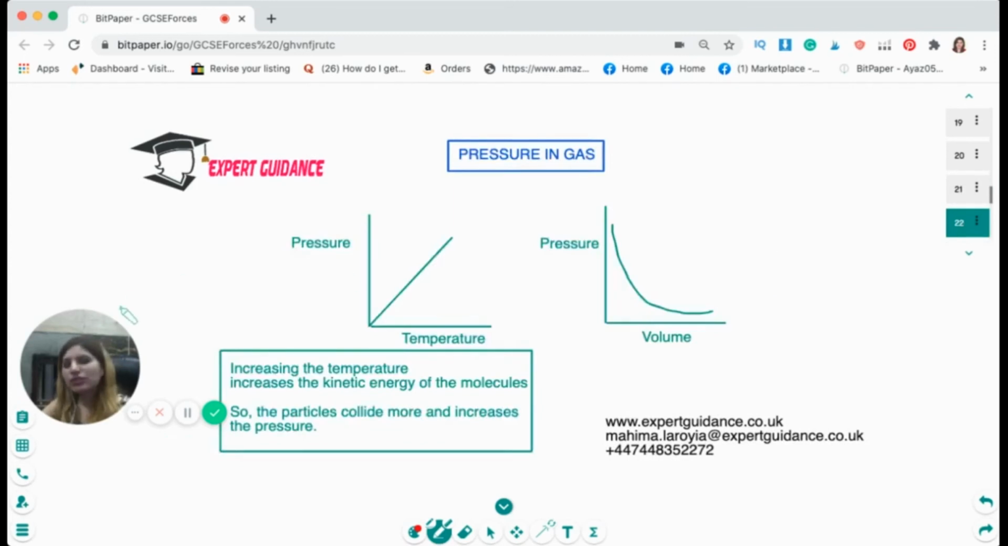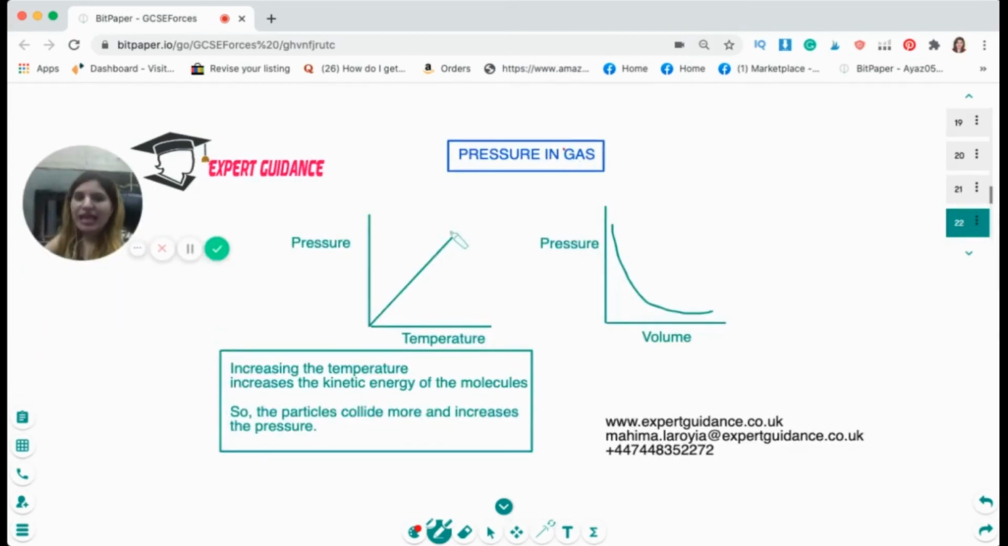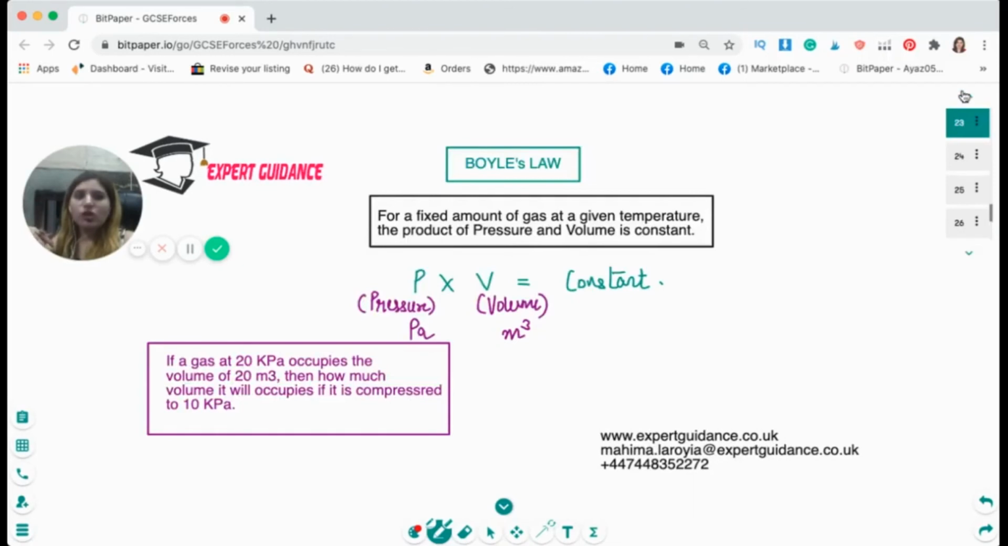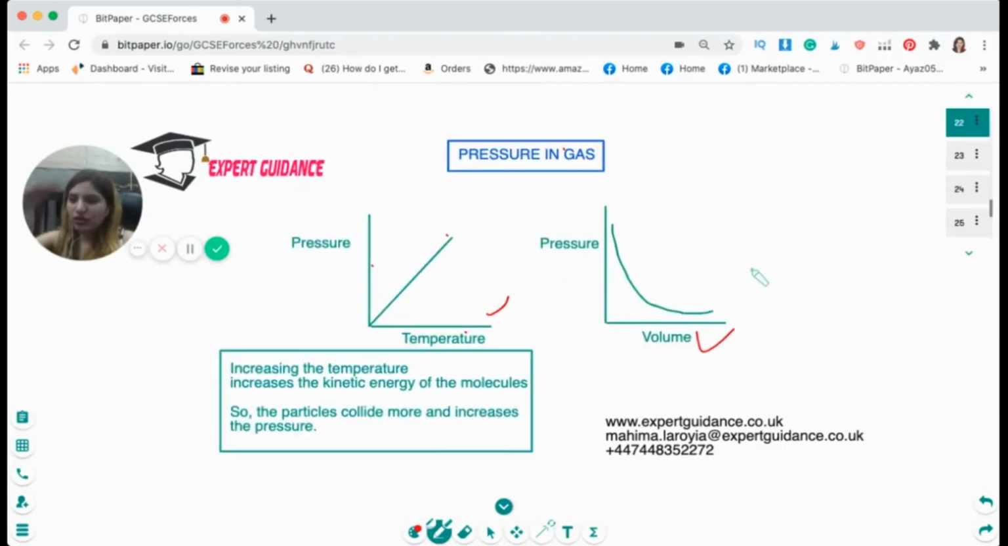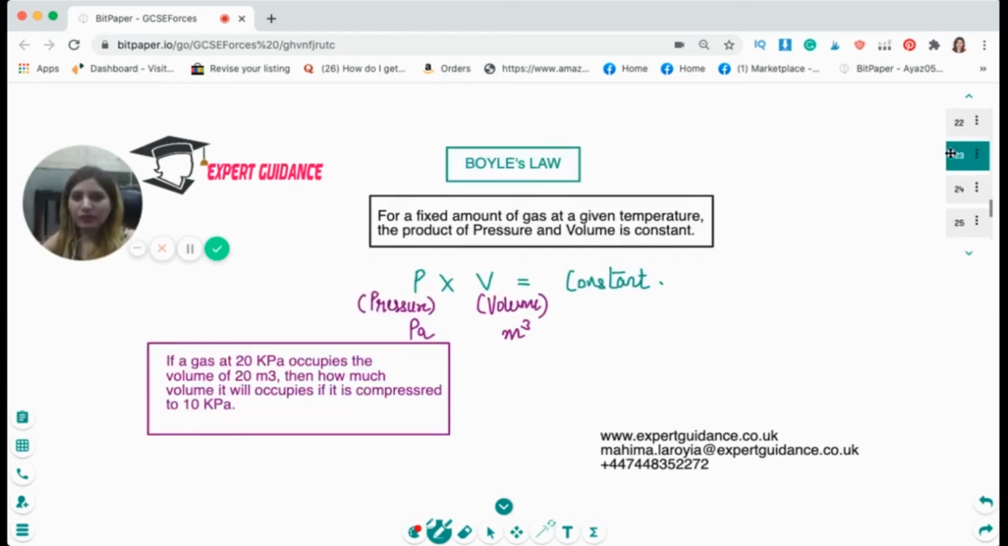Okay, now let's come to the last part, which is pressure in the gas. The pressure in the gas is dependent on temperature and volume. As we increase the temperature, the pressure increases, and that makes sense, because when you increase the temperature, the particles gain more kinetic energy, they collide more, and when they collide more, the pressure increases. Whereas the volume and the pressure are inversely proportional. So as you increase the pressure, the volume decreases. As you increase the volume, the particles get more space. They do not bump into each other too often. The pressure goes down.